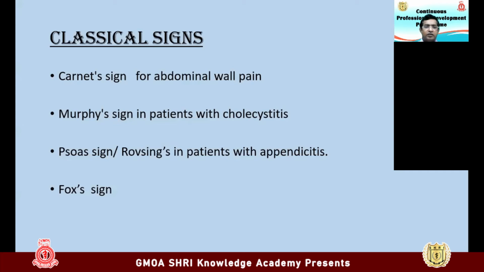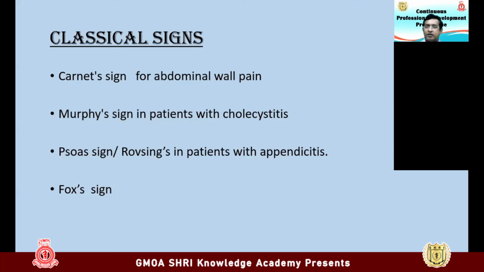So Murphy's sign is designed for cholecystitis. When you press below the right costal margin and the patient has an inflamed gallbladder, he will stop breathing in on inspiration. Psoas sign: when you stretch the psoas muscle in patients with appendicitis, they will develop severe pain. Rovsing's sign means that when you press the left side of the abdomen, the patient will develop pain on the right side of the abdomen.